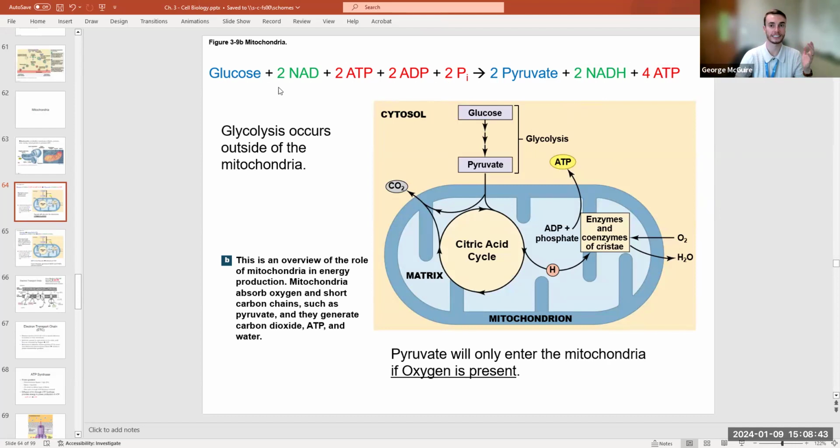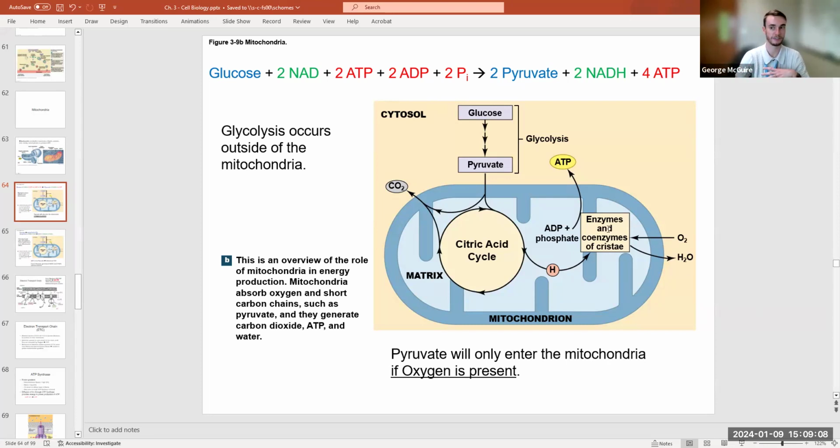So glycolysis on its own is very inefficient, but we do get a little bit of energy from it. Once glycolysis is finished, we have our 2 pyruvate molecules, which are going to continue into the mitochondria if we have oxygen. Essentially the whole reason that you breathe in oxygen and then breathe out carbon dioxide is for this process of cellular respiration.